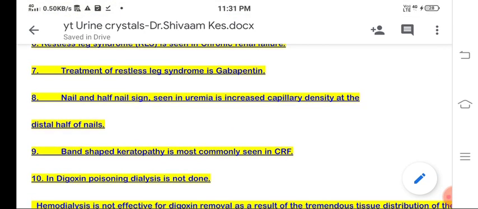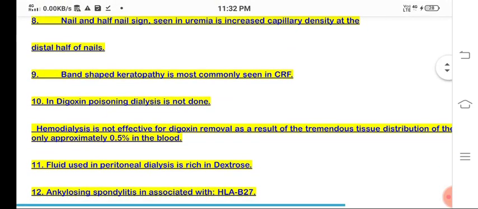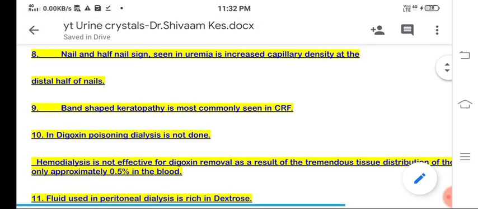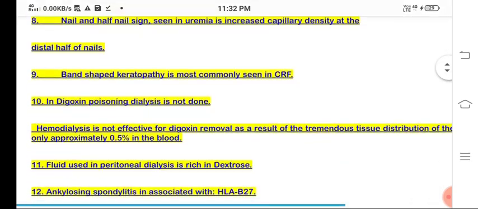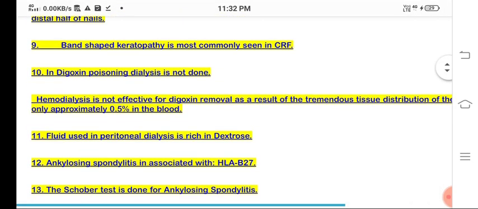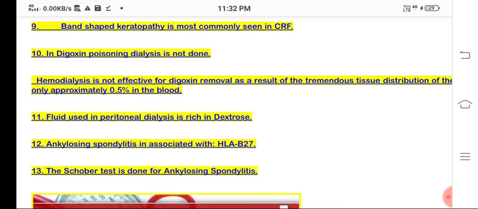Nail and half nail sign is seen in uremia, due to increased capillary density at the distal half of the nail. So 2 points you got: nail and half nail sign, which is a sign of uremia, and it occurs due to increased capillary density at the distal half of the nail. Band shaped keratopathy is most commonly seen in chronic renal failure. So CRF is one topic you are just going to open from medicine and read.